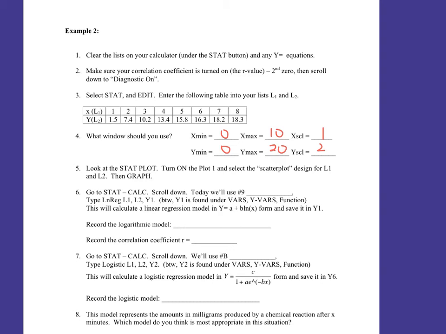So the correct option is number 9. Number 9 is LN, which stands for natural log. The problem is that some people see LOG for logistic, and they think that means logarithm. LOG for logistic is different than logarithm. You need to pick number 9. So pick number 9 as your logarithm, and then go ahead and also put in y1 again and calculate that. And then go ahead and record that onto your worksheet under number 6.